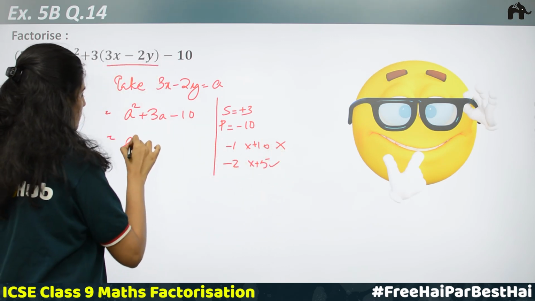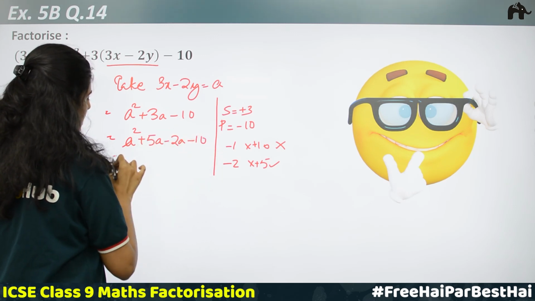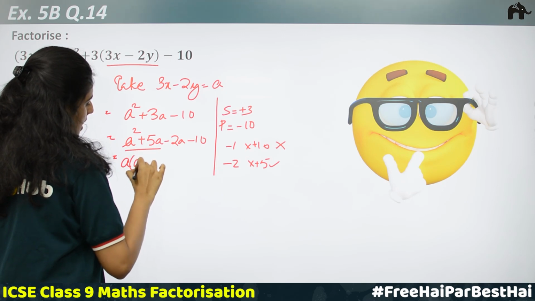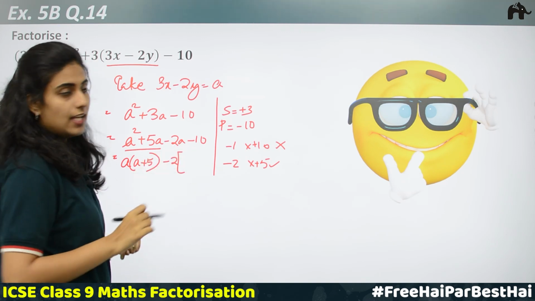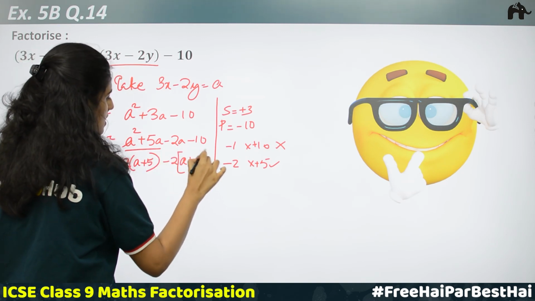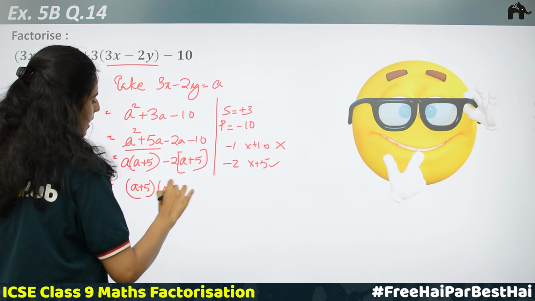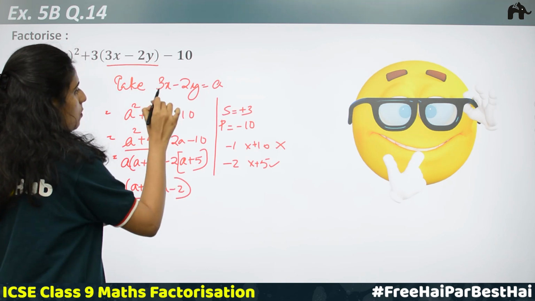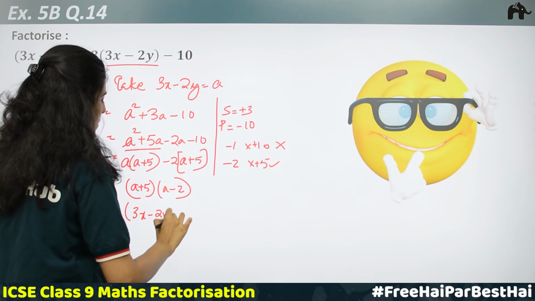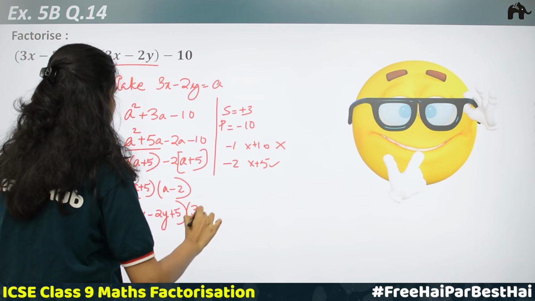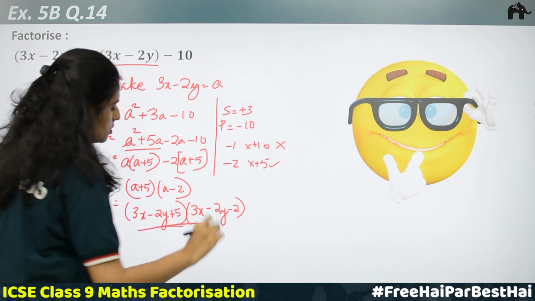So, this is equal to a square plus 5a minus 2a minus 10. A is common, taking out a. Then a plus 5 is remaining. From here, we can take out minus 2. Then a plus 5 is remaining. Okay. So, a plus 5 into a minus 2. Okay. Now, put what is a. Here, 3x minus 2y plus 5 into 3x minus 2y minus 2. Okay. So, these two are the factors.